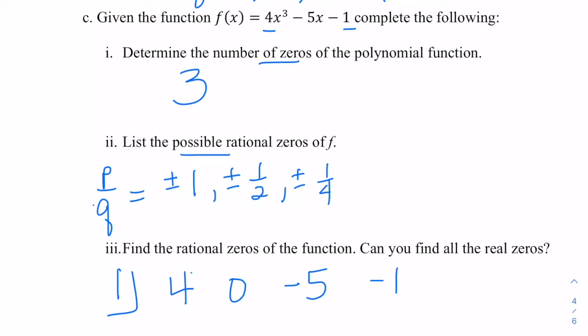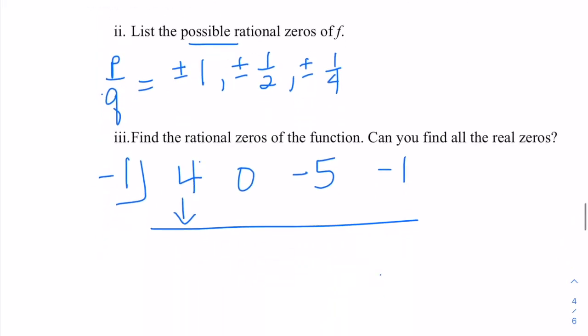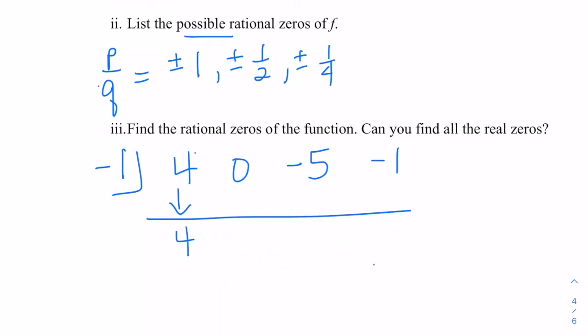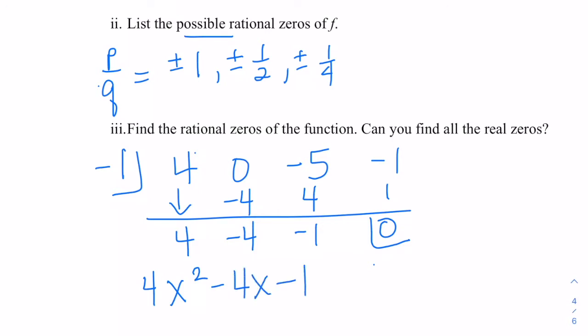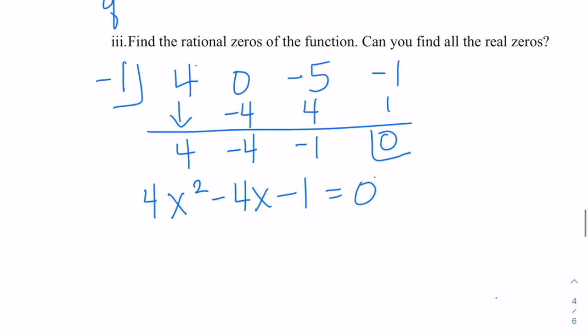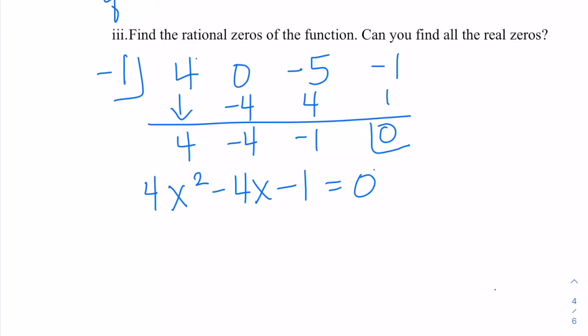So let's try -1. Bring down the 4. Let me just move my screen up a little bit. So that's going to be -4, add going down, multiply going up, -1, 1, and that's going to work. So this makes a quadratic, 4x squared minus 4x minus 1. And if we're going to find this one, we could use the quadratic formula to find the zeros. That's how we could always find zeros.